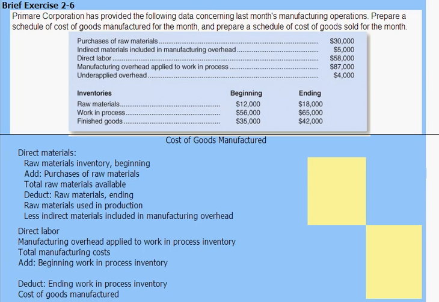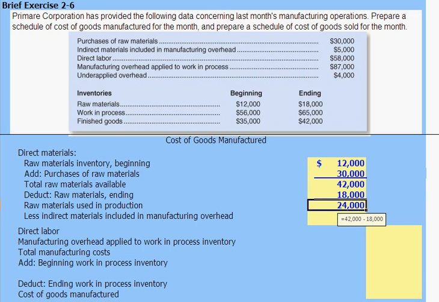We look at our raw materials inventory in our beginning, which was $12,000. That was given. We add to it our $30,000 in purchases, which means we have $42,000 in raw materials available. If we deduct our ending raw materials inventory of $18,000, which was given, this tells us our raw materials that we actually used in production had to be $24,000, or the 42 minus the 18.